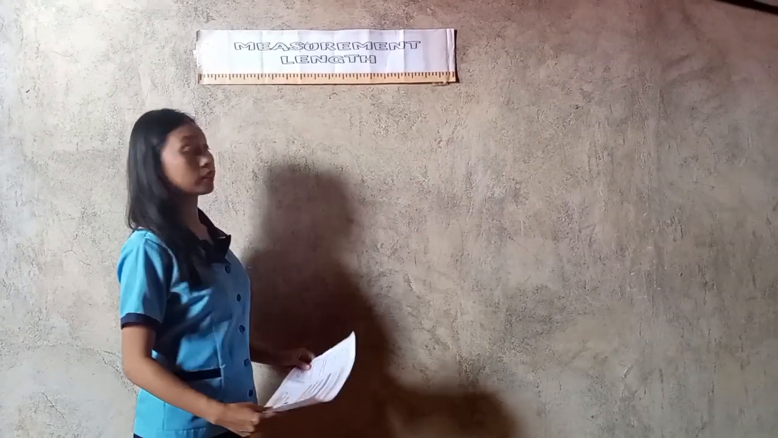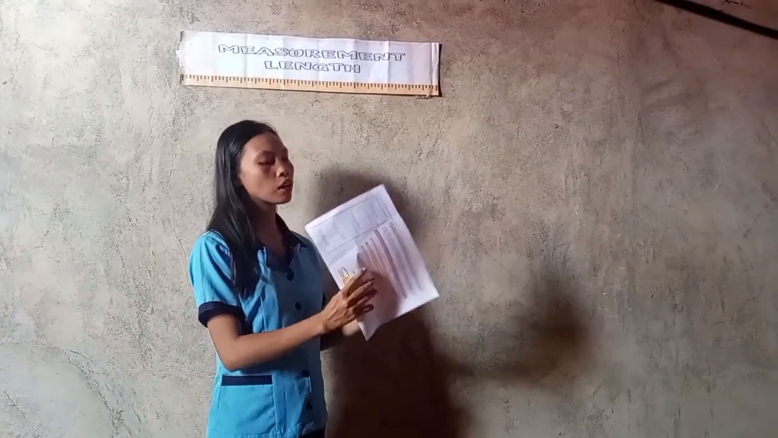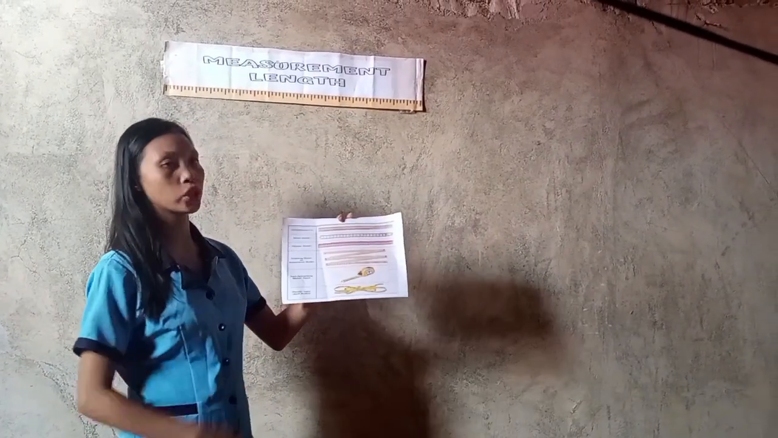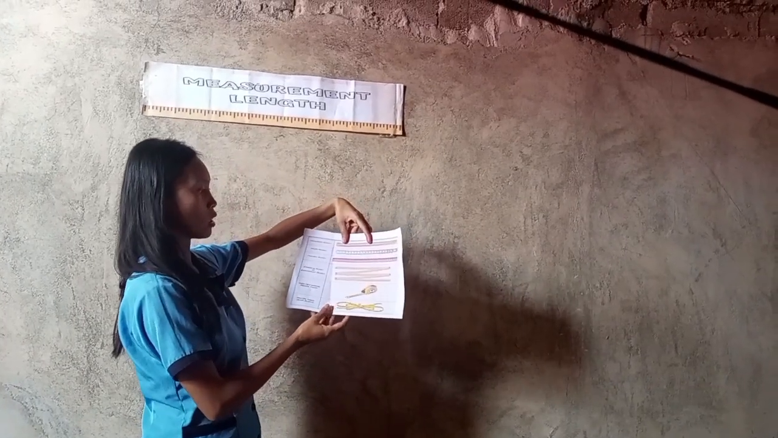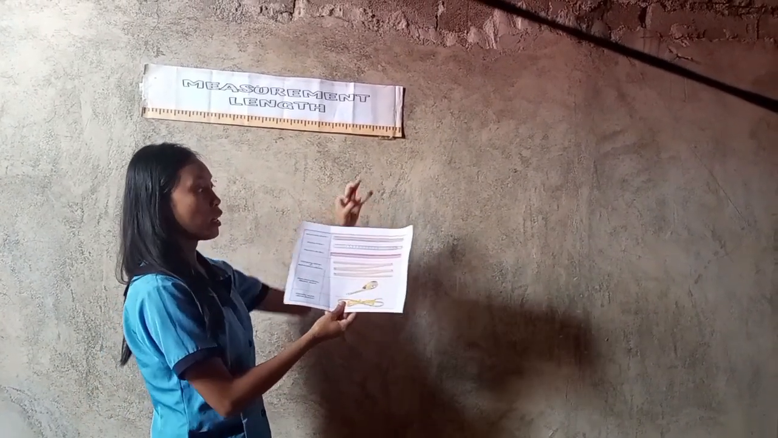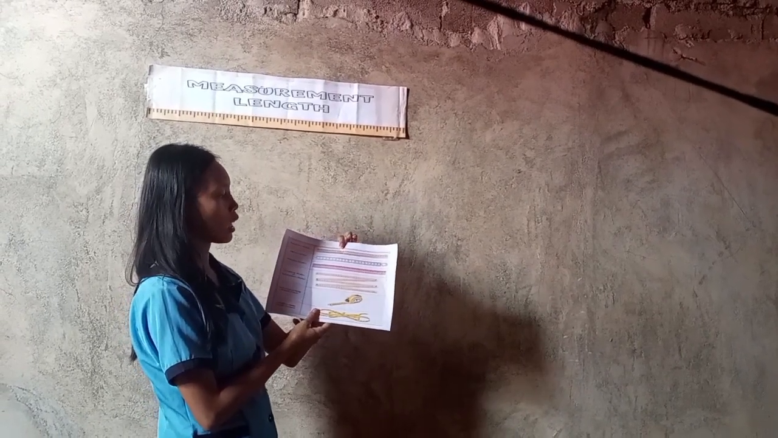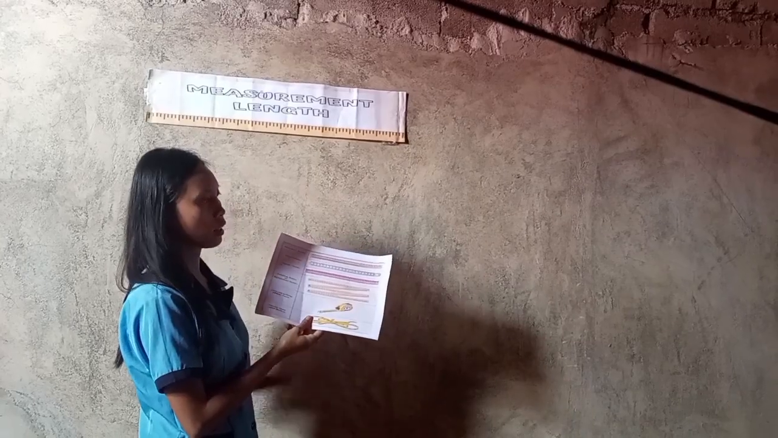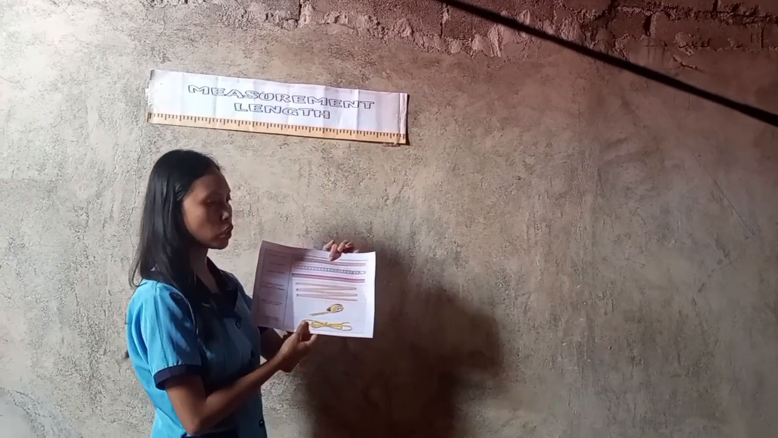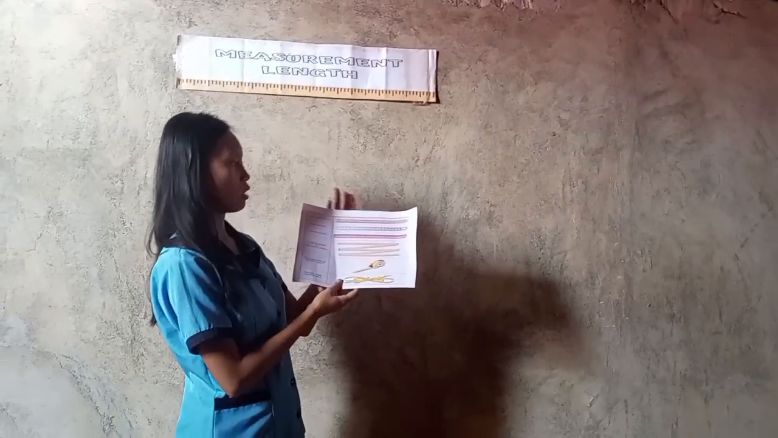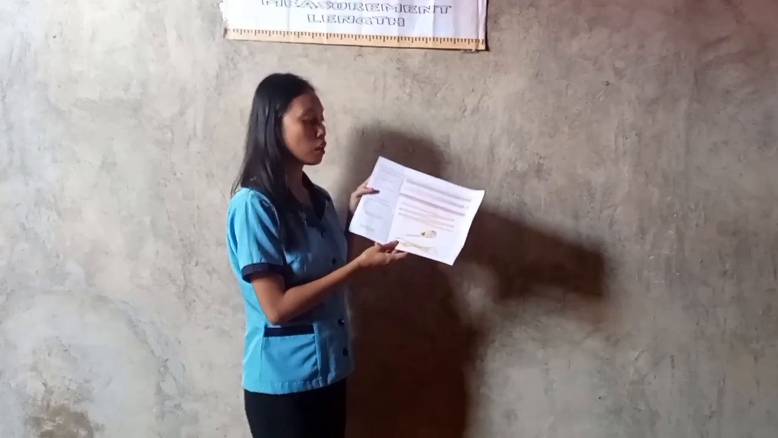What is a measurement of length, or measuring length? These are the tools that we can use to measure an object. These are the wooden ruler, which is the meter stick. It is used to measure a long object, and we have it in the unit of meter.